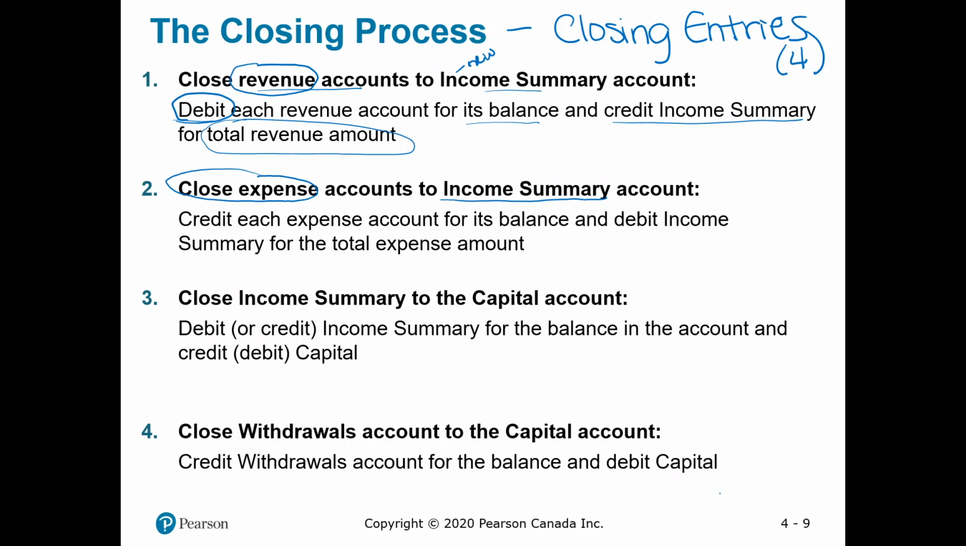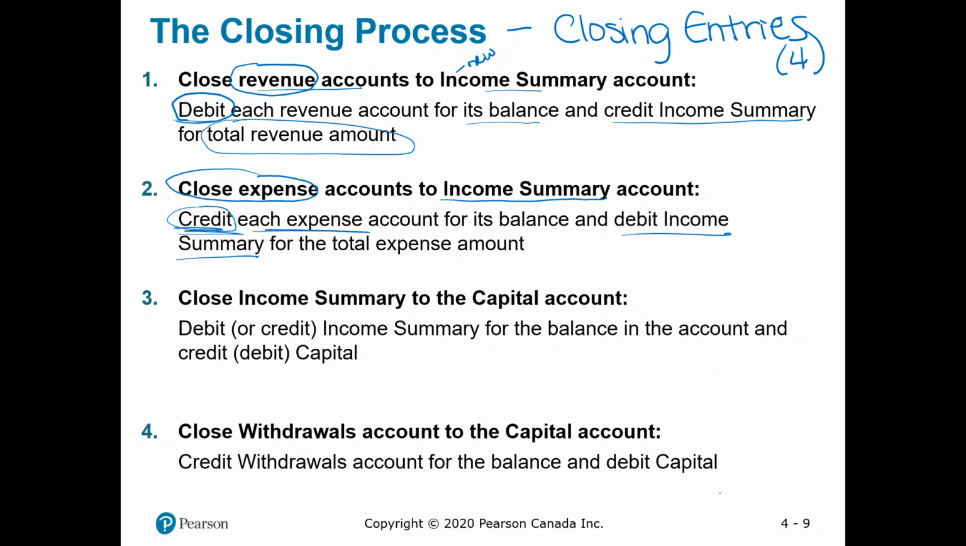Expenses have a normal balance that is a debit, so in order to close them to 0, we need to credit each expense account. So whatever the balance is in the adjusted trial balance or the T account, you do the opposite, which will be a credit, and then the offset, because our debits need to equal our credits, is a debit to the income summary.